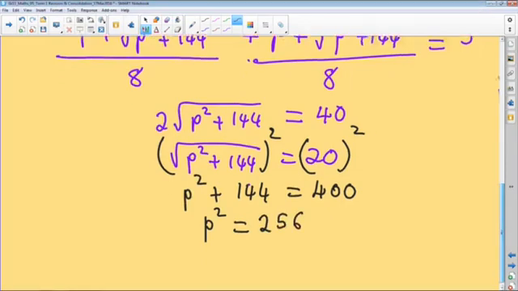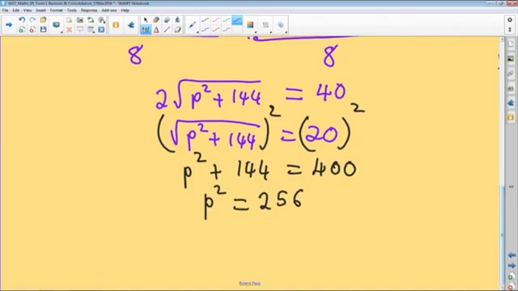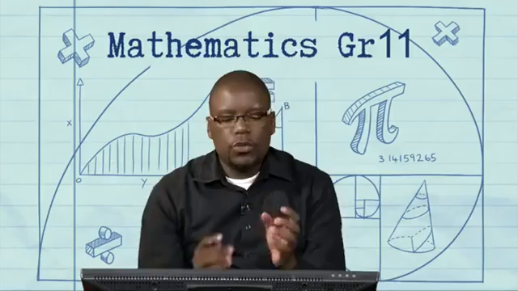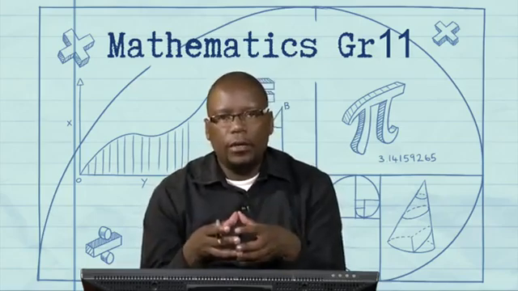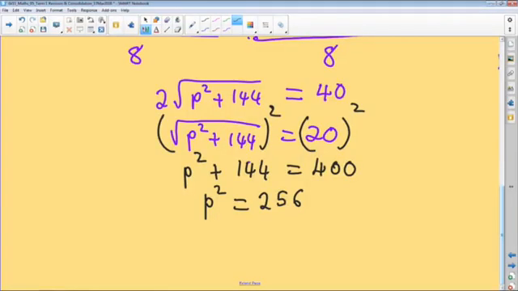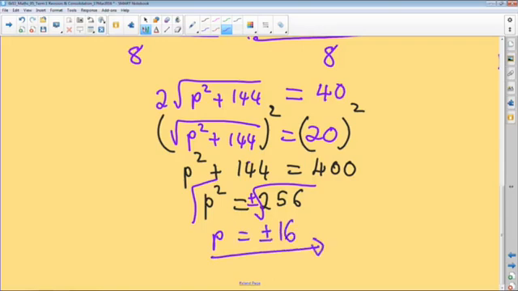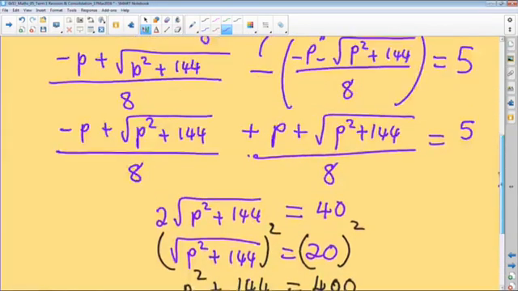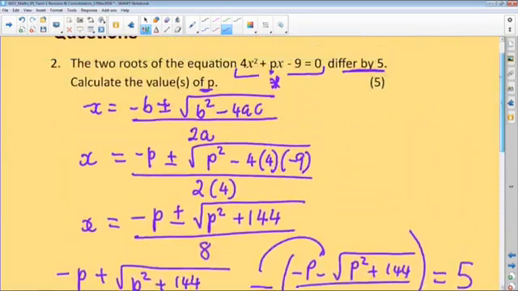Now, guys, remember, once you get to this point, your p squared is 256. So it means that there are two possible values of p, all right? So you can either do the difference of two squares, or you find the square root. So this will be the square root. Now remember, it's plus or minus. So your p is plus or minus 16. So the value of p is plus or minus 16.